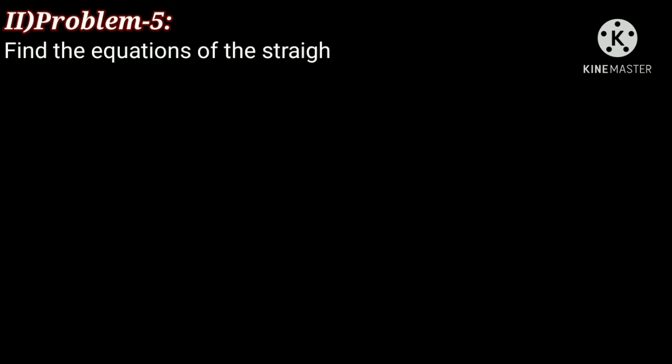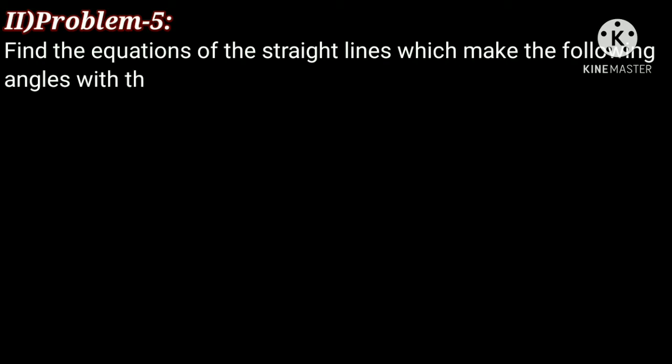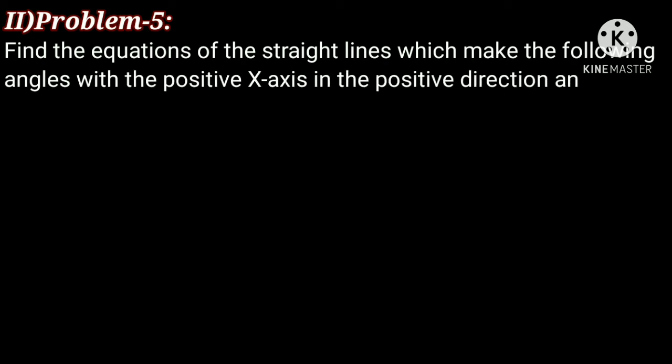Section 2, problem number 5. Find the equations of the straight lines which make the following angles with the positive x-axis in the positive direction and which pass through the points given below.